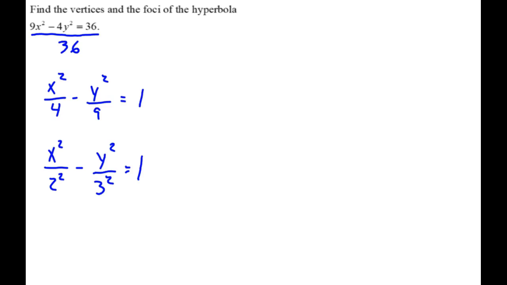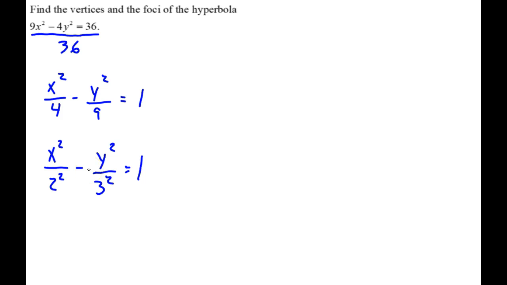First example, we want to find the vertices and foci of the hyperbola 9x squared minus 4y squared equal to 36. Just like the previous lessons, the first thing we need to do is divide by 36 so that we're equal to a value of 1. Thus we get x squared over 4 minus y squared over 9 equal to 1. Rewrite the denominators as perfect squares, or some number squared. So we get x squared over 2 squared minus y squared over 3 squared equal to 1.